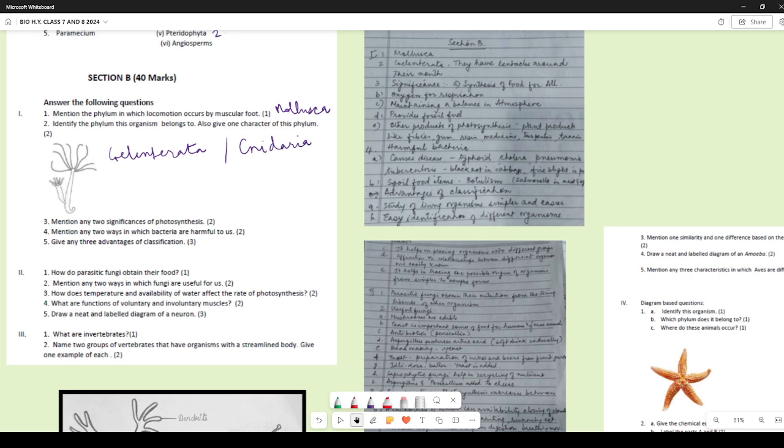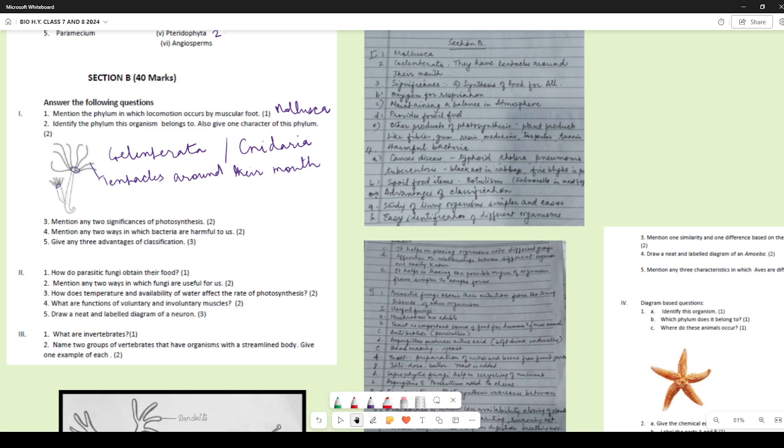And what do we talk about? Their one character. They have tentacles. You can see these tentacles. They have tentacles around their mouth. Right? So you can see that this is their mouth and they have tentacles around it.